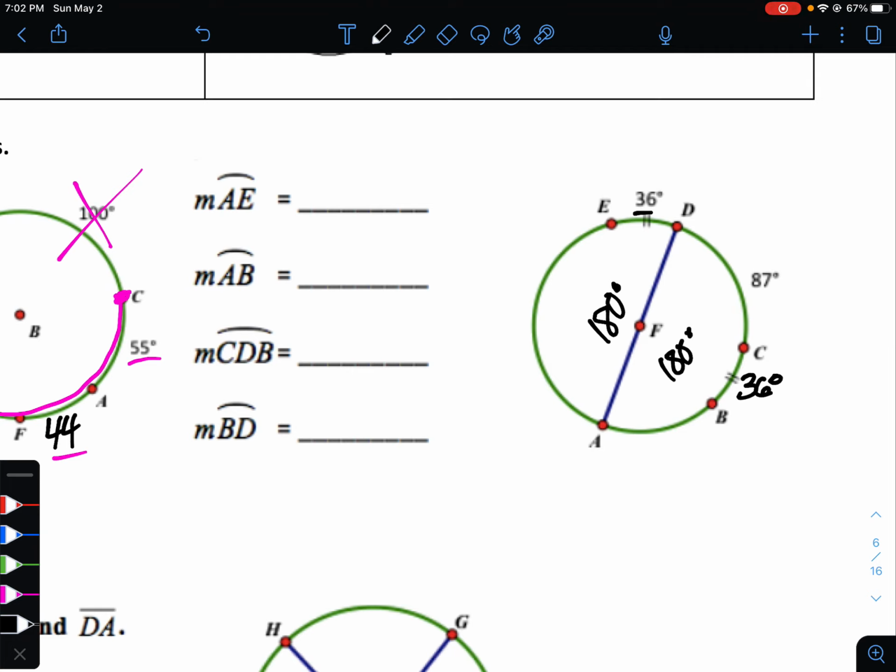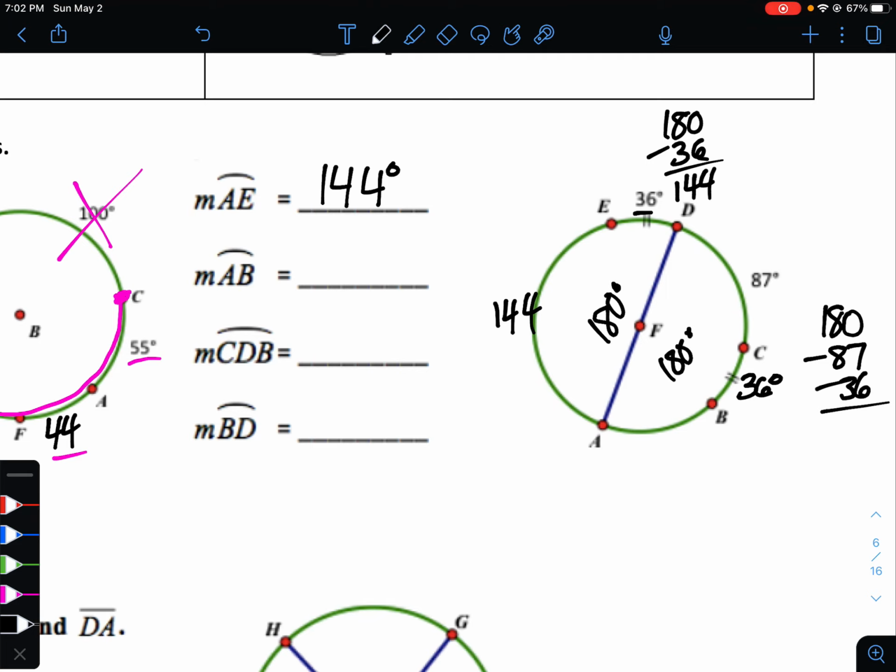So to find the missing pieces, if we take 180 minus 36, which is on the left side, that's going to be 144. So that's going to be our distance from A to E. In fact, that's also the very first one that was asked for. So 144 degrees for that first one. We can also do the same thing on this right side. So if we take 180 minus 87 minus 36, that subtracts to be 57 degrees. That would have to be this distance from A to B. In fact, that was the next one that we were looking for.